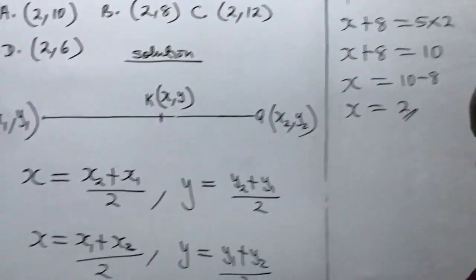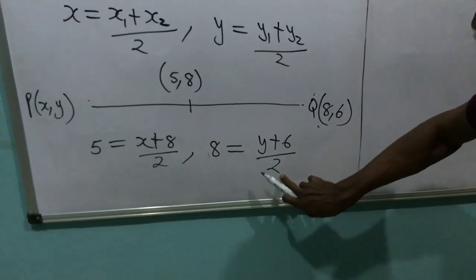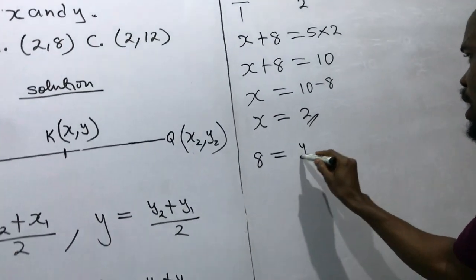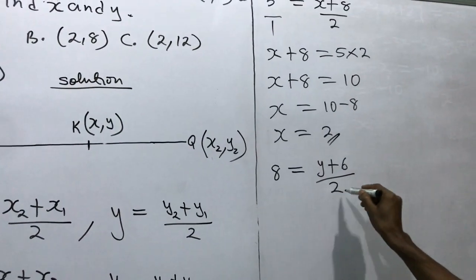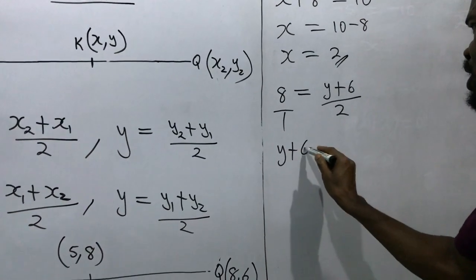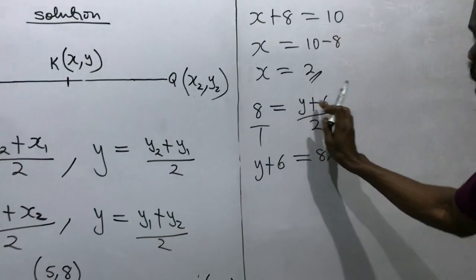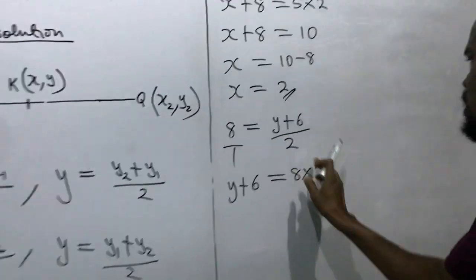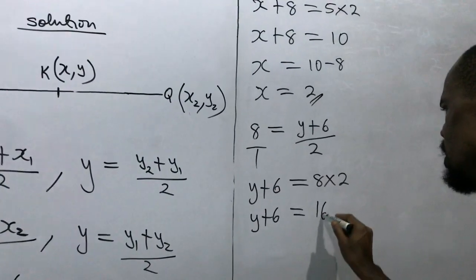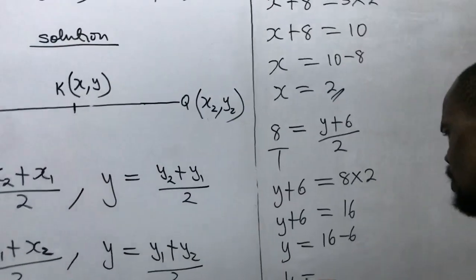Then now, come over here, let's pick this one. Look at this, 8 equals to y plus 6 over 2. Then this is over 1. Cross multiplication, I will have y plus 6 equals to 8 times 2. Y plus 6 times 1 will give me this, 8 times this will give me this. And this will give me y plus 6 is equals to 16, and y is equals to 16 minus 6, and y is equals to 10.